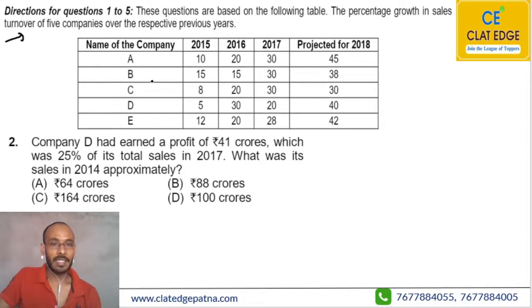What we are going to get here is that again the information given here is exactly the same. Let's check. The question says that company D had earned a profit of 41 crores, which was 25% of its sales in 2017, right? What was its sales in 2014 approximately?